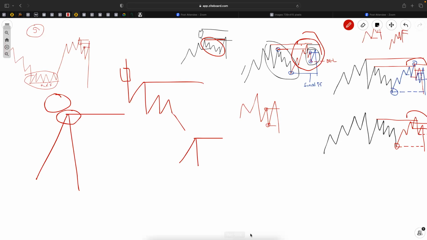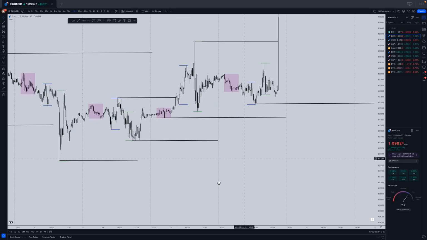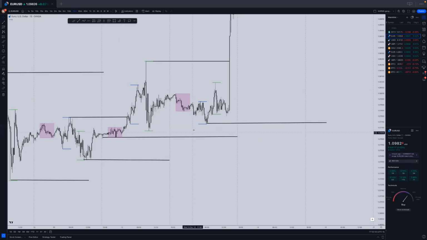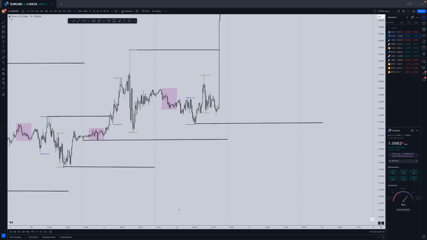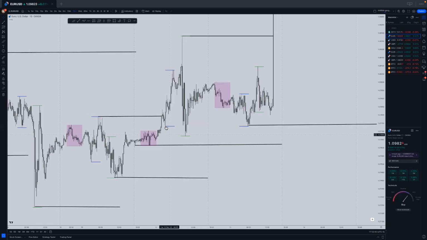Now let's go to the chart. I'm coming on. So where can I start from? Okay, come in. So look at this. Previous session low. Previous session high.